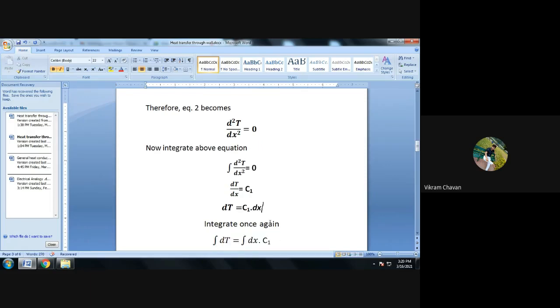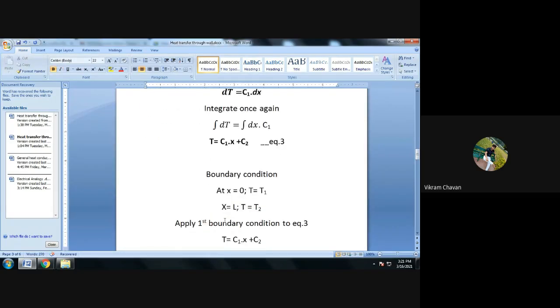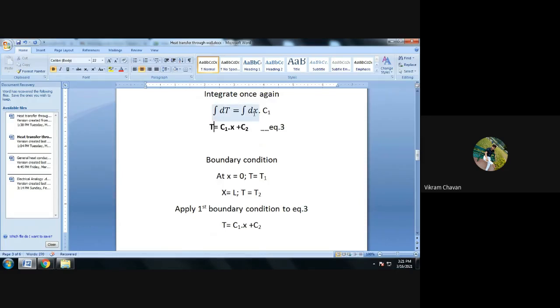Okay, we can integrate this once again, so separate integrations will be provided. Integration of dt is equal to integration of dx multiplied by C1, where C1 is the constant. Integration of dt will be equal to T, and integration of dx will be equal to x.